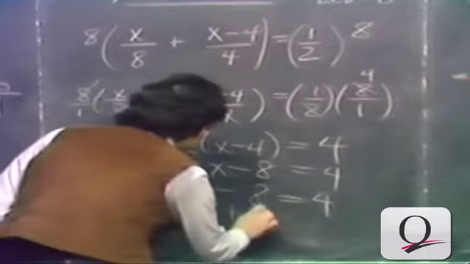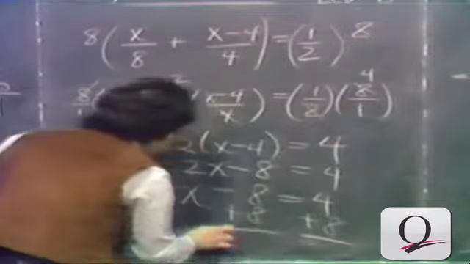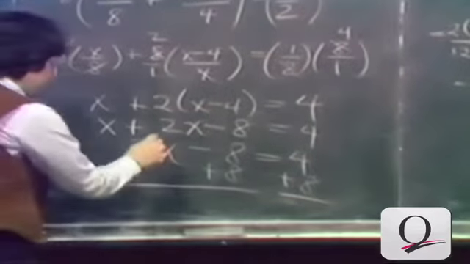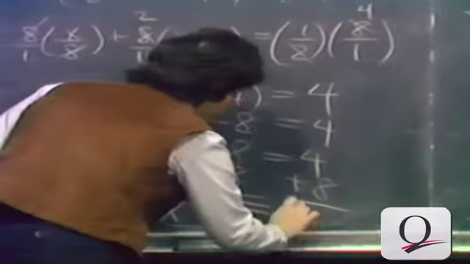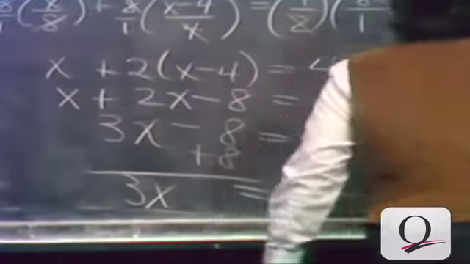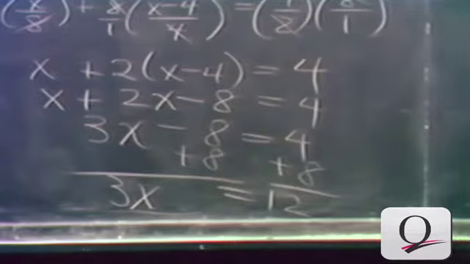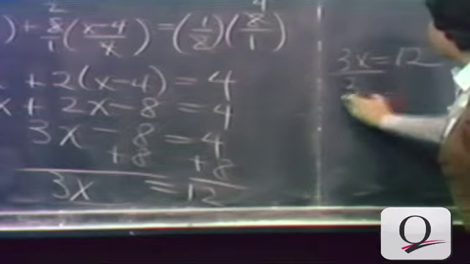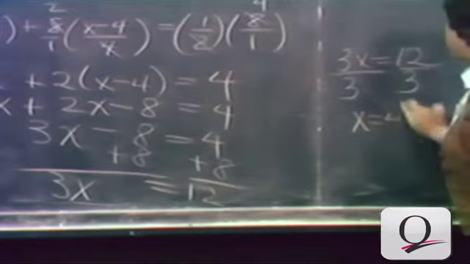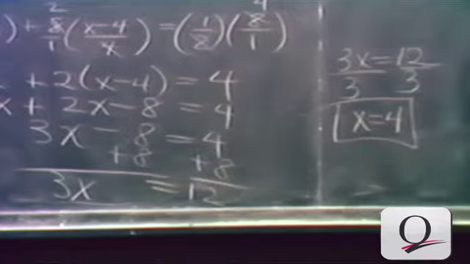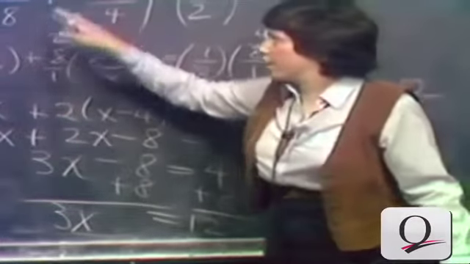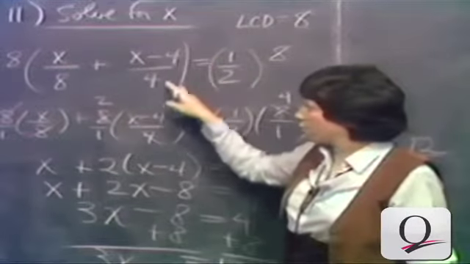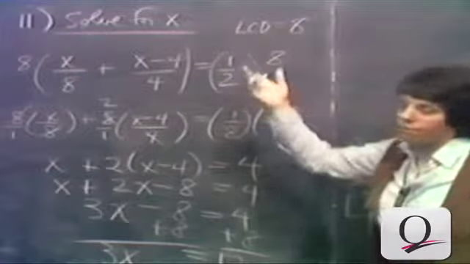We add 8 to both sides of the equation, giving us 3x equals 12. And from 3x equals 12, we can divide both sides of the equation by 3 to get x equals 4 as an answer. And you can, of course, go back to the original equation to check your answer. You would have 4/8 plus 4 minus 4 is 0 over 4, which is 0. 4/8 should be equal to 1/2, and of course it is.